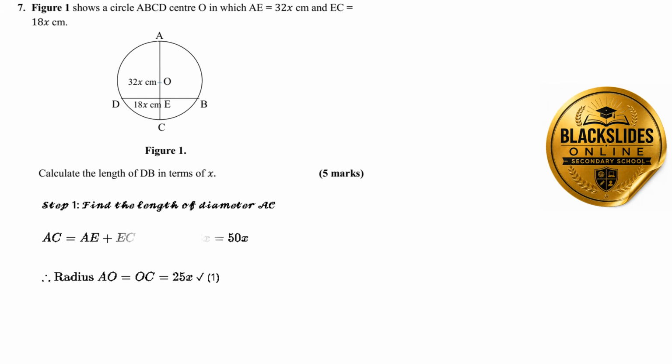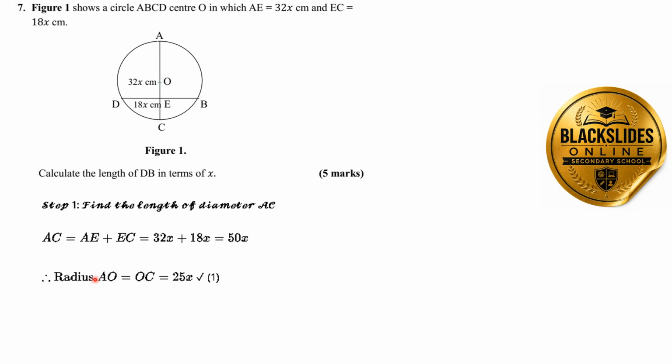All right, so from the diagram, you can find the length of the diameter by simply adding the given values. Find the length of the diameter AC. Remember, AC is made up of AE and EC. So AE is 32, EC is 18. When you add this up, the diameter is going to be 50. And remember that diameter is twice the radius, and the radius is a half of the diameter.